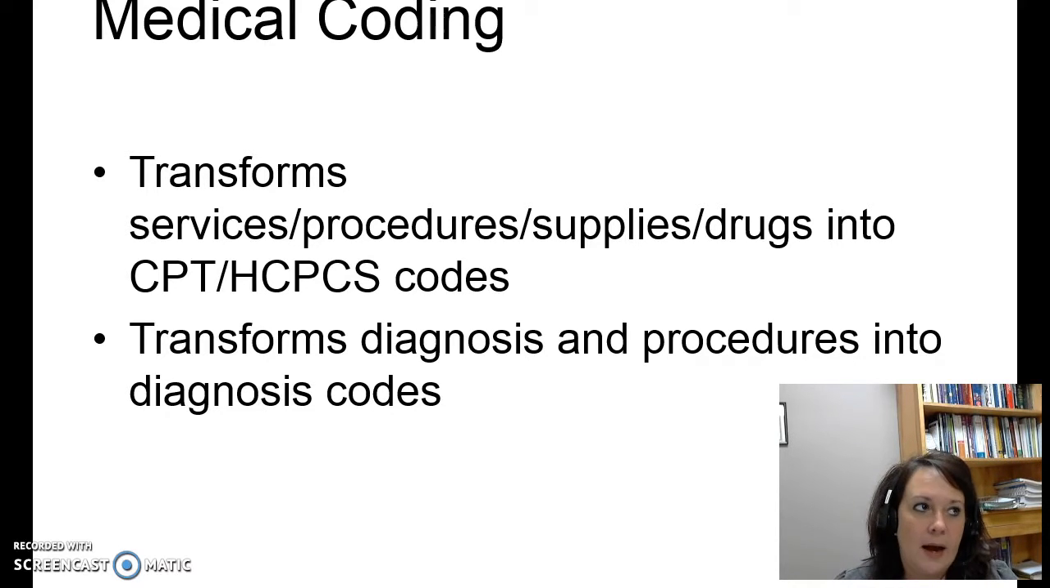You might say, why do we need to learn coding? What is the reason for medical coding? Basically, we need to communicate effectively and be able to talk to our third-party payers, which are your insurance companies, for payment.